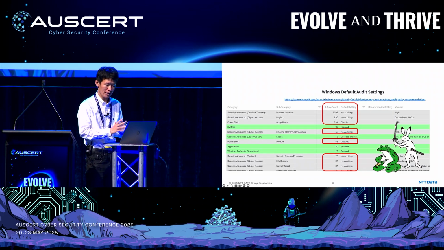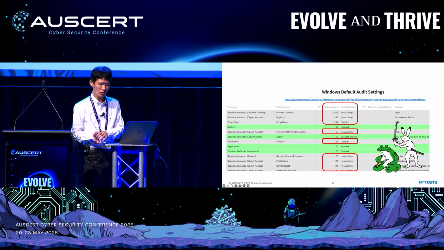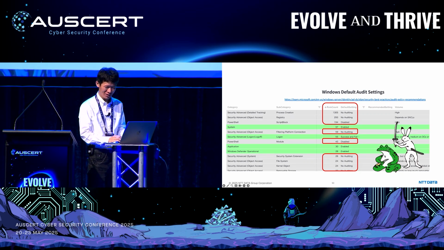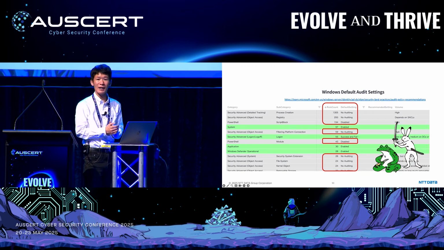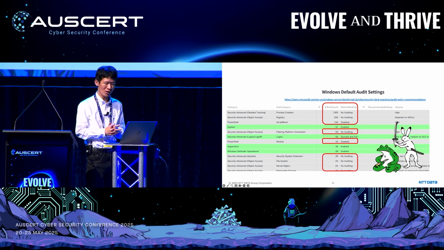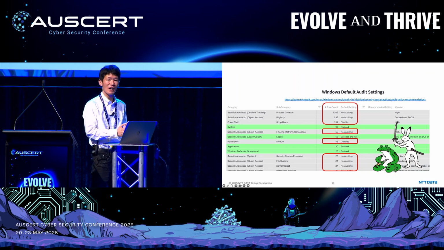This table shows whether each audit setting is enabled or disabled by default, and how many Sigma rules are associated with each audit category. The grayed out rows indicate audit items that are unfortunately disabled by default. For example, the first row, process creation, has 1,305 Sigma rules. However, since the logs required for these detections are not saved by default, the rules become unusable.